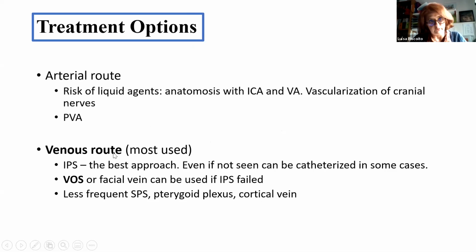The venous route is the most used. The IPS is the best approach. Even if it's not seen, it can be catheterized in some cases. The SOV or facial vein can be used if the IPS fails, and there are other, less frequent routes like the superior petrosal sinus, pterygoid plexus or cortical vein.